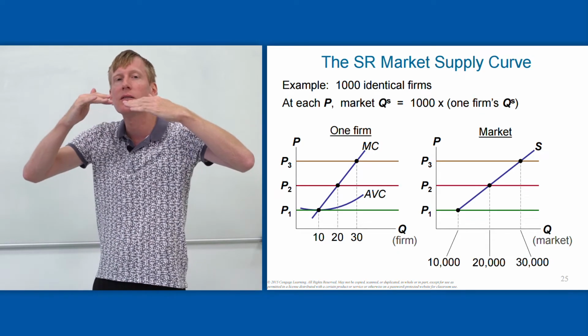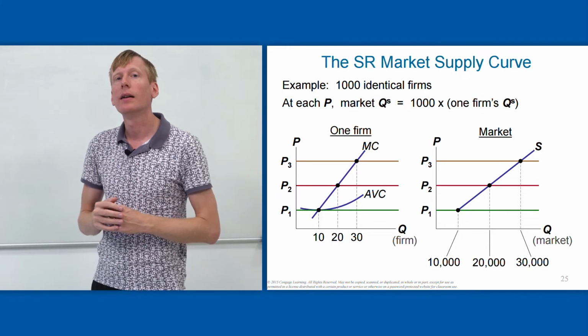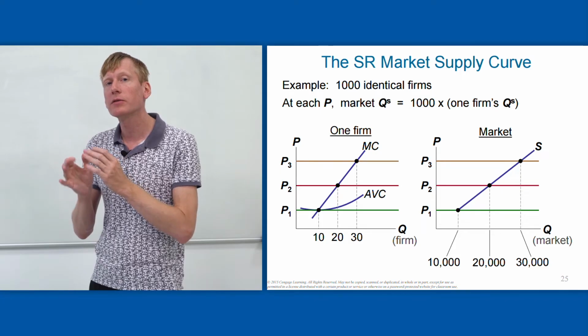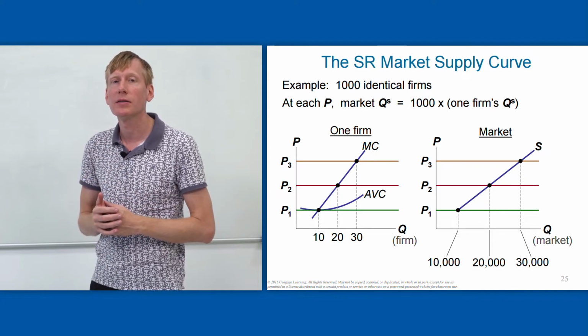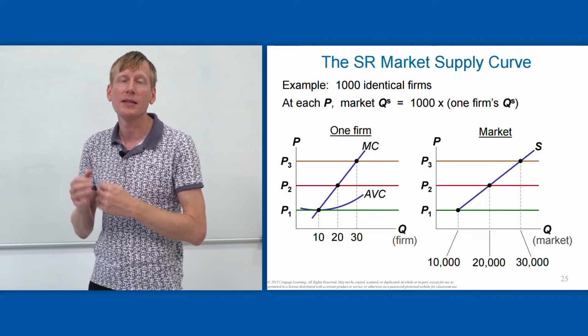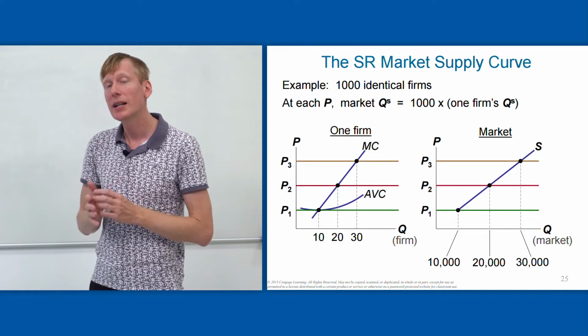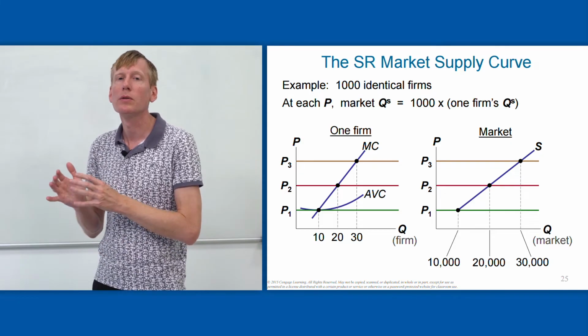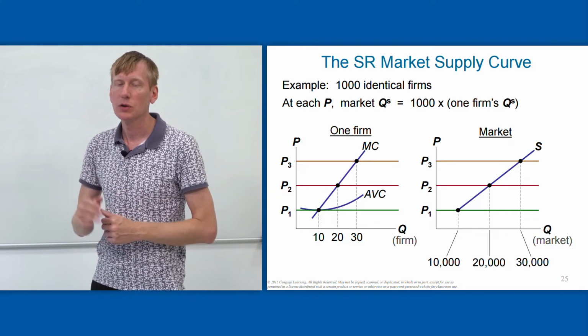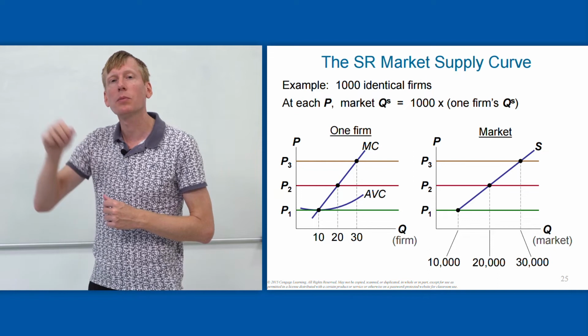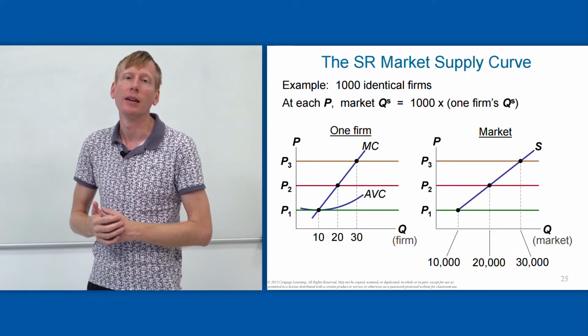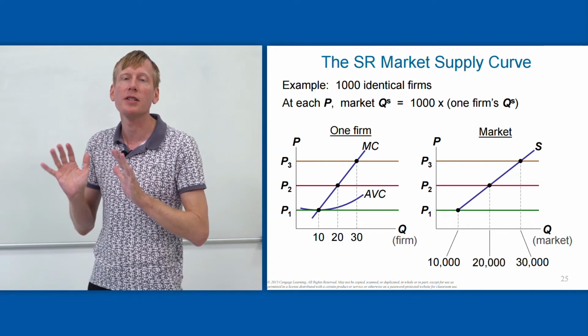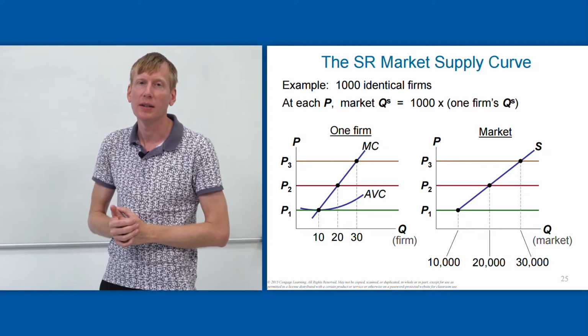If the price were to rise further to P3, then that individual firm, finding the point on their marginal cost curve, with price or cost equal to P3, would be willing to produce 30, and 1,000 identical firms would produce 30,000. So connecting all those points gives that market supply curve, just equal to the sum of the supply curves for the individual firms in the short run.